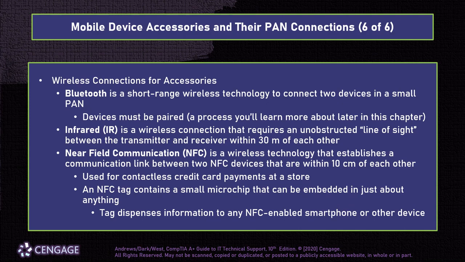Now we talked about ports, we talked about cables, let's talk about wireless connectivity. Bluetooth, a very common short-range wireless technology that we use for things like wireless headphones or keyboards. Infrared is a wireless connection that requires a line of sight, which means that from the transmitter to the receiver, within about 100 feet, you should be able to point them at one another.